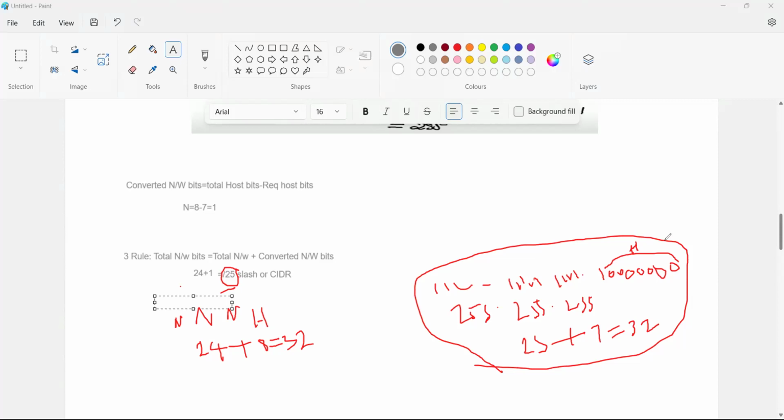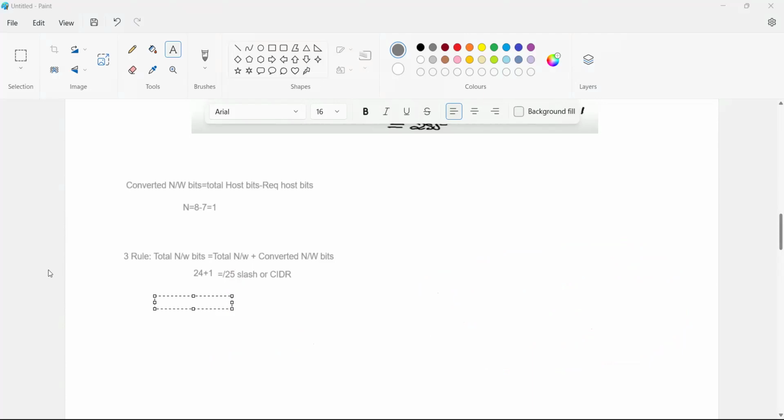Guys, understood? Fine. This is only my rule 3. Now move to rule 4.